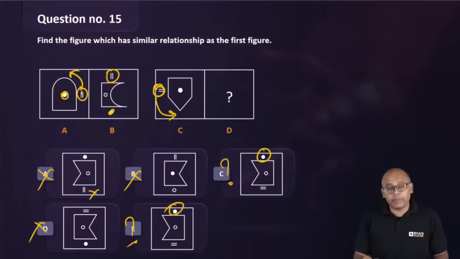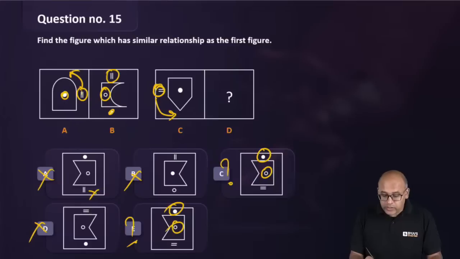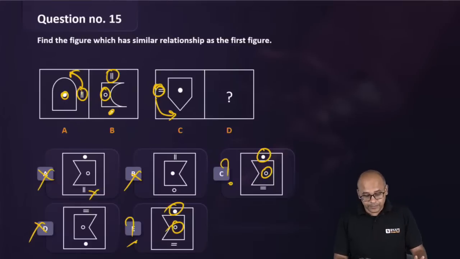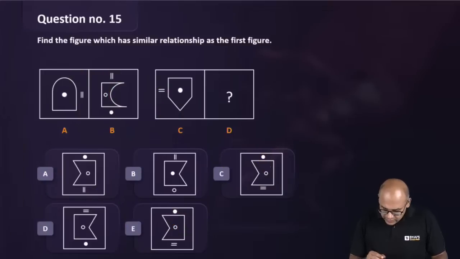Next, the darker part is coming outside. Darker part is outside. Both of them are still same. Hollow circle is inside. So till now everything is correct. In fact, both of them are same. Oh, there's something wrong in this. Both figures are same.